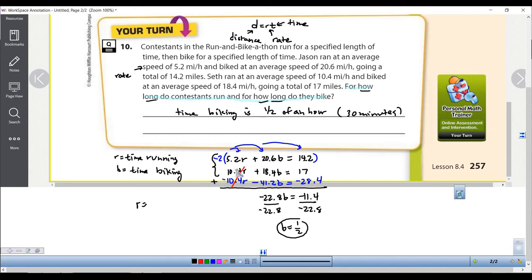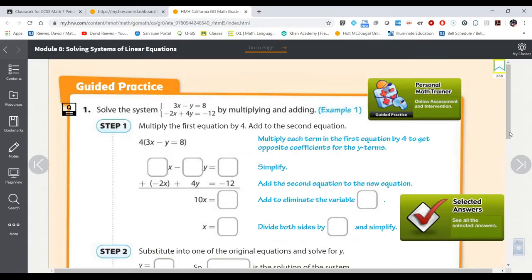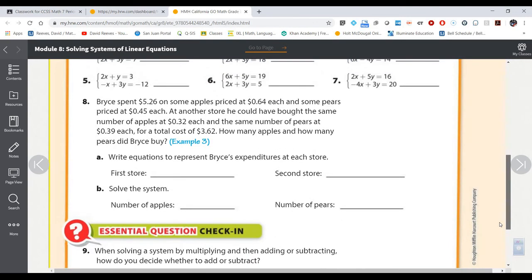To find R, we would plug it back into one of these equations. But I'm going to leave that for you because the point of this video is to set the problems up and solve them, and we've done previous videos on finding the solution part. So we set it up, we found b, and then you would go back and find R. I'm going to let you do that on your own so that we can move on to another problem.